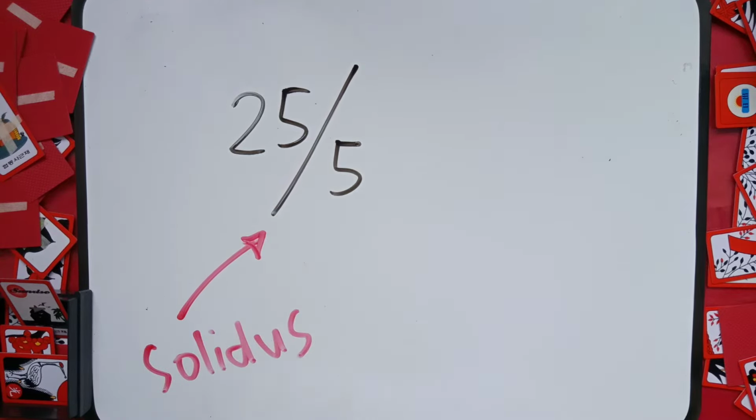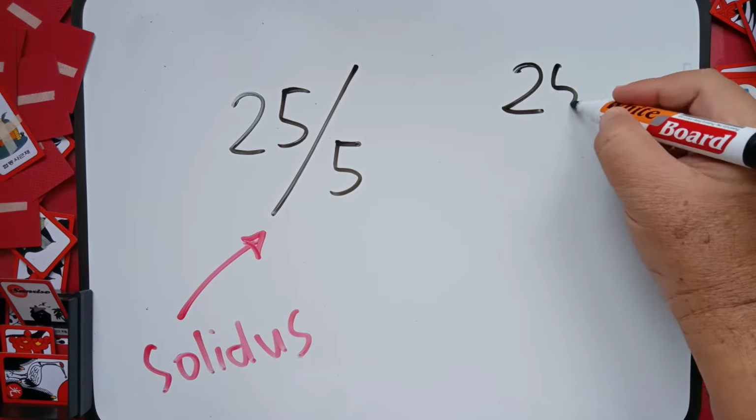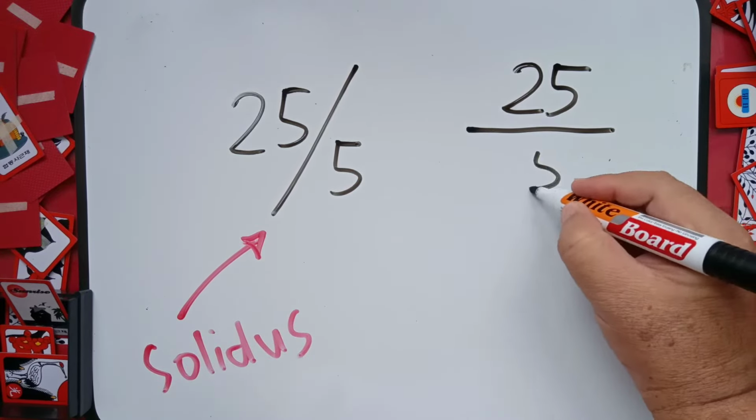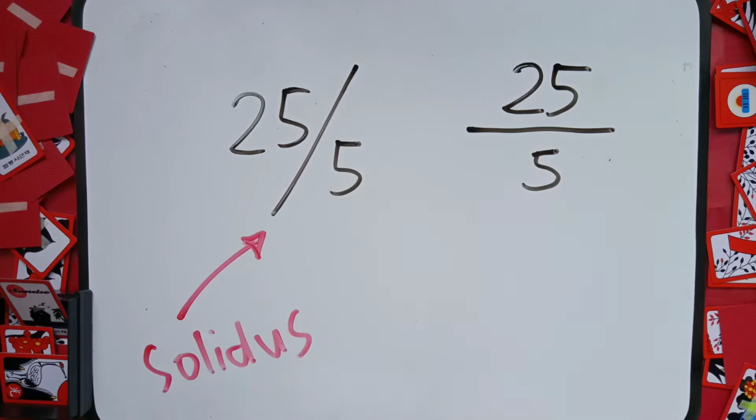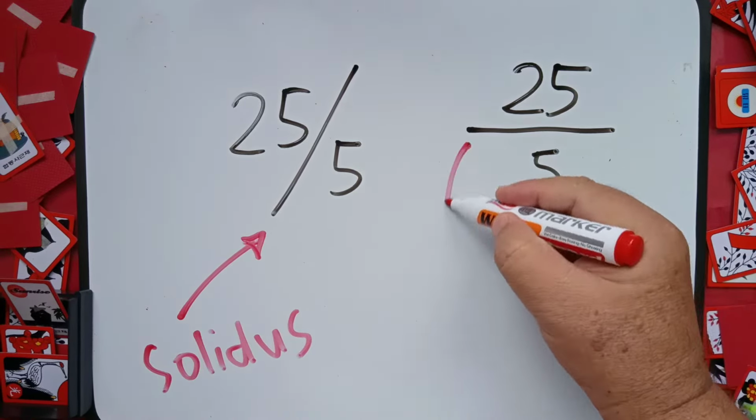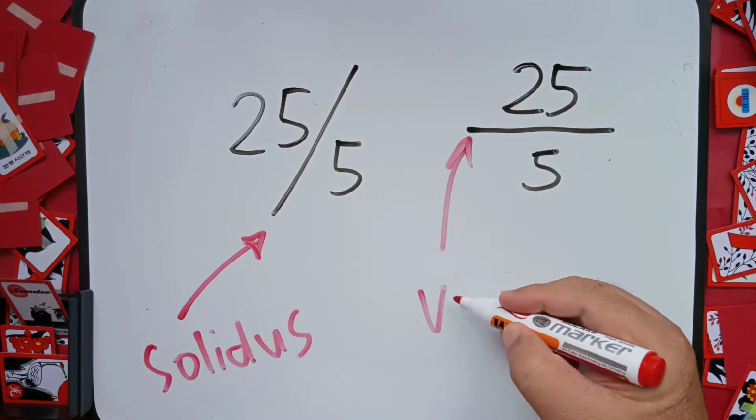Now sometimes we use 25 over 5. Now what do you call this fraction bar or the division bar? This is called vinculum.